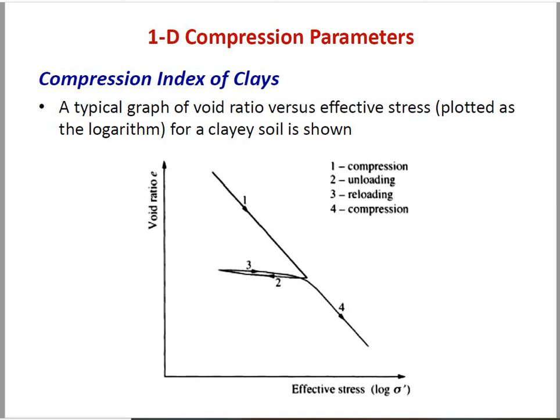Here in this typical graph, you can see that initially, when the soil is taken from the field, the virgin compression zone is shown here. Then you slowly unload during the test, and then again you reload it, and again it follows the path of the virgin compression. For normally consolidated clays we take the compression index Cc, but for over-consolidated clay we take the slope of this particular curve, which is the recompression index.